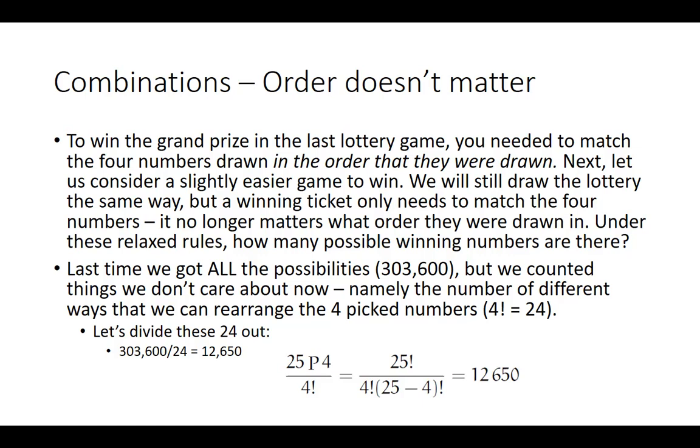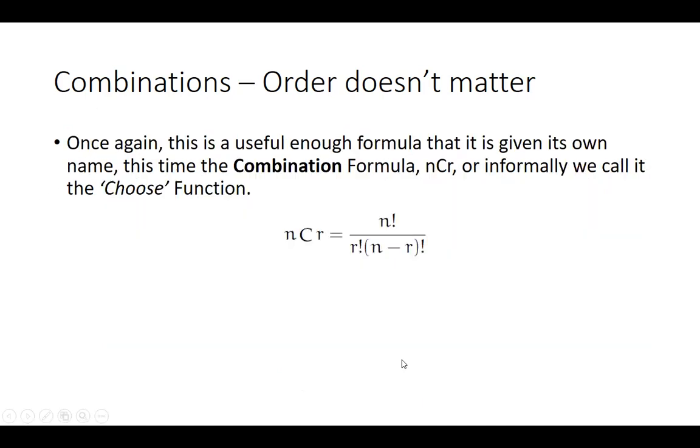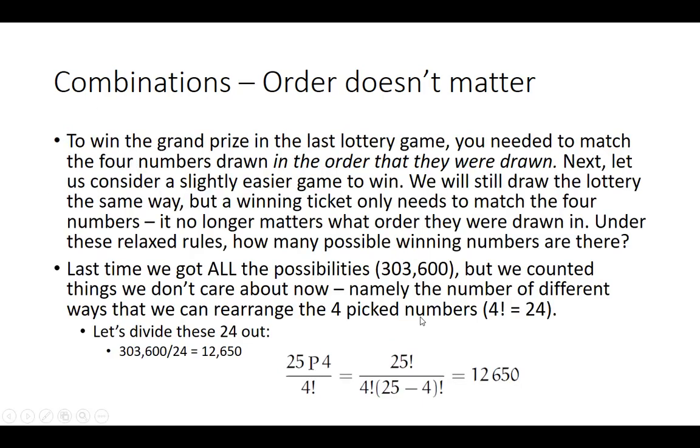We will still draw the lottery in the same way, but a winning ticket only needs to match the 4 numbers. It no longer matters what order they were drawn in. So as long as you match the 4 numbers in any order, you would win. Under these relaxed rules, how many possible winning numbers are there?